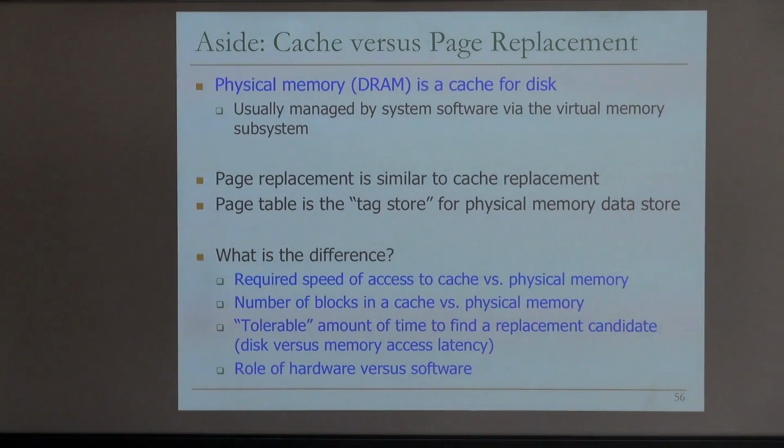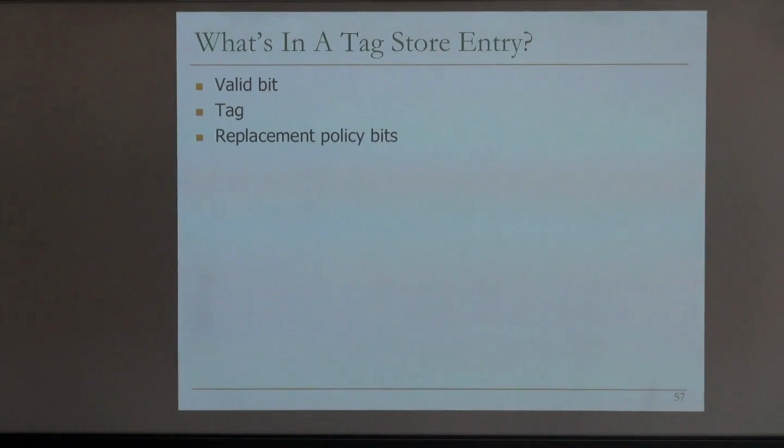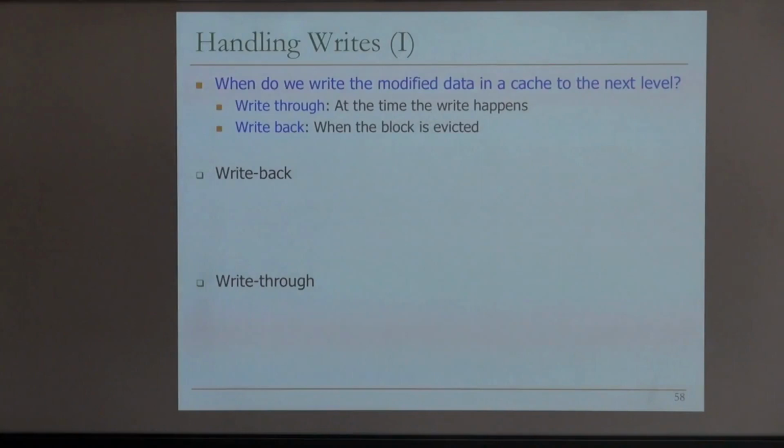And of course, the role of hardware versus software. Page replacement is usually done through software today in the operating system, whereas caches need to be managed by hardware. But these things may be changing as memory technology evolves, right? If you have very high density memory that's high speed, this may actually change. That's why it's good to think about page replacement going forward. Okay. So there are a lot of design decisions that we need to handle somehow. I think we don't have time to cover all of these.